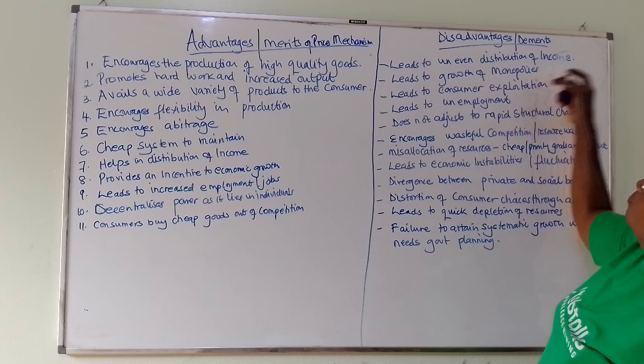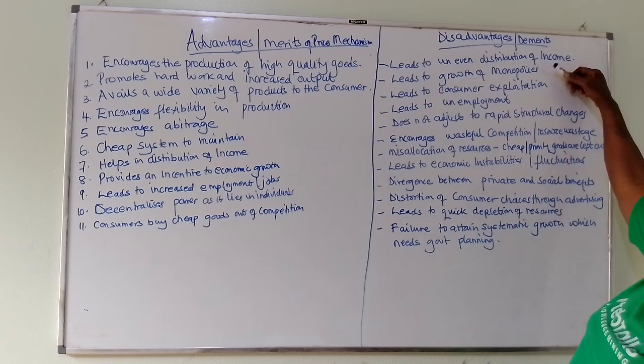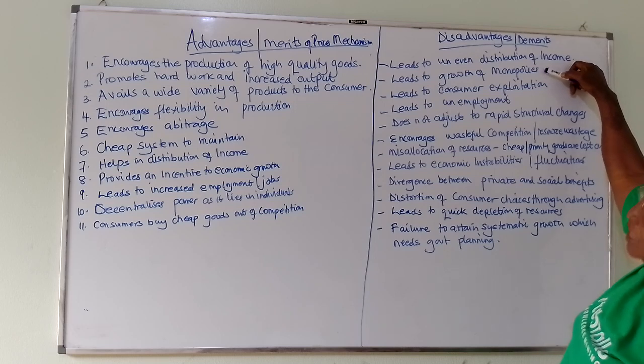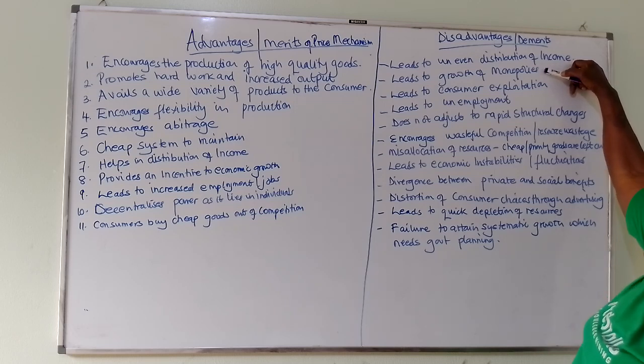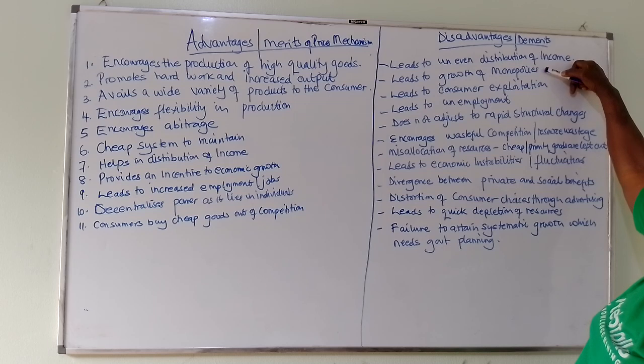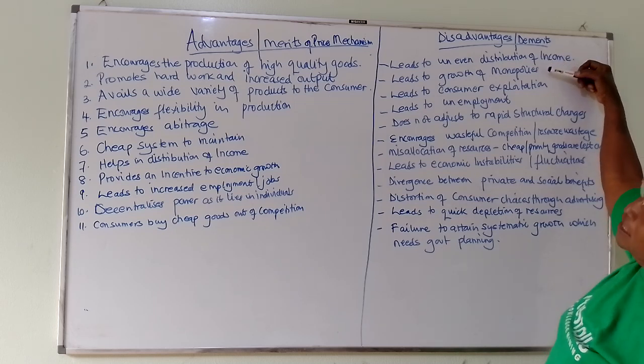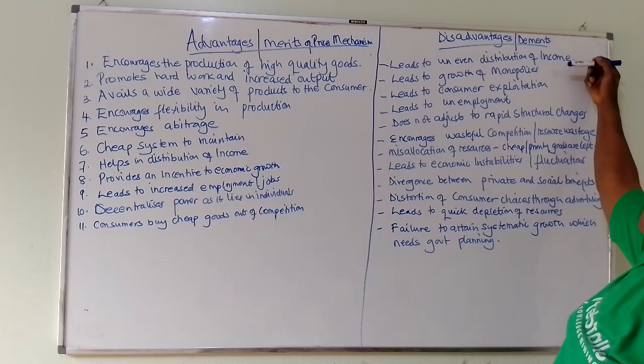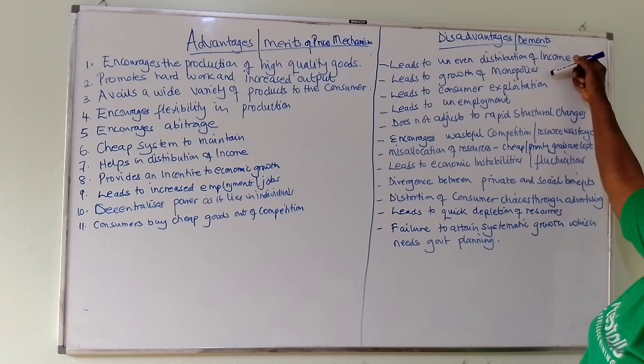Then leads to growth of monopolies. What do you do with monopolies? They have already come. They are there because of outcompeting others. Then don't wait for monopolies to emerge. Subsidize the firms before they are outcompeted. If you see that they're inefficient and their prices are low, as a government, give them subsidies so that you protect them from declining or closing down.